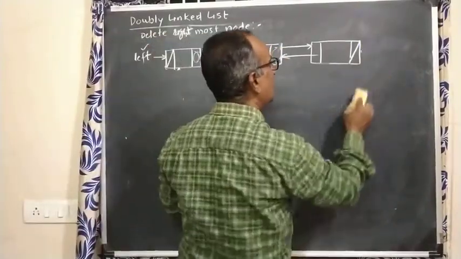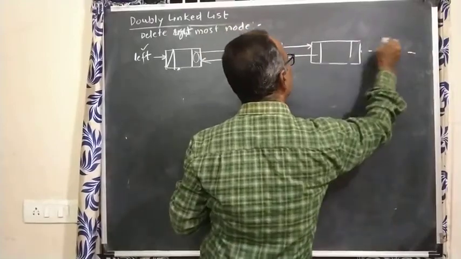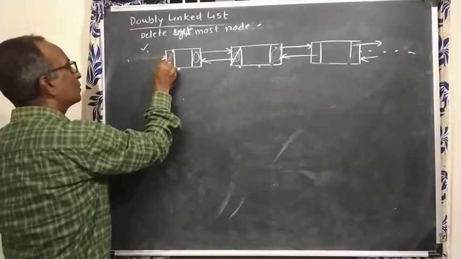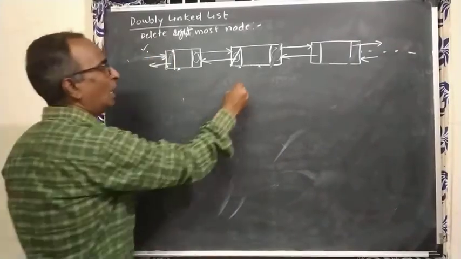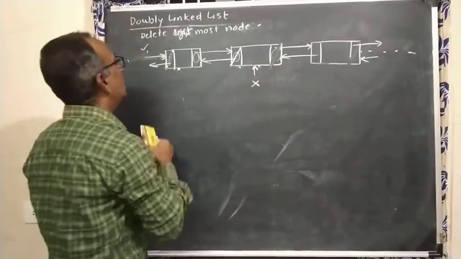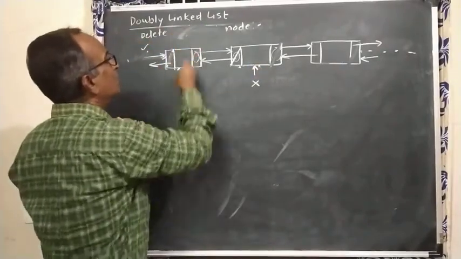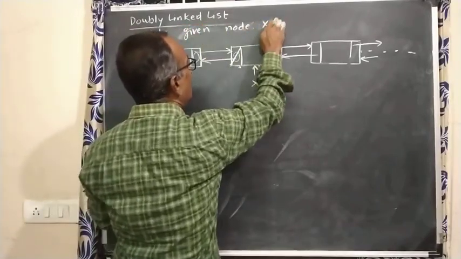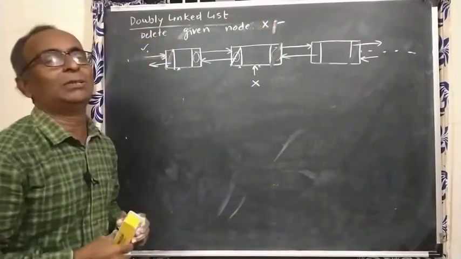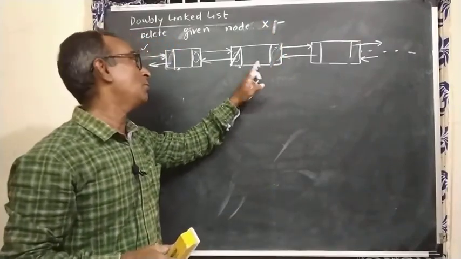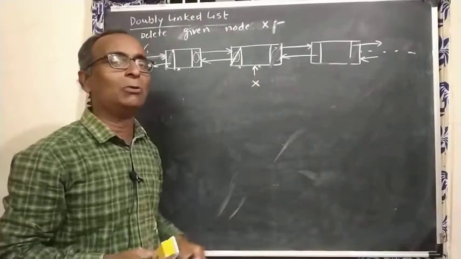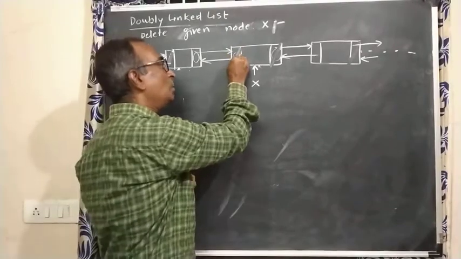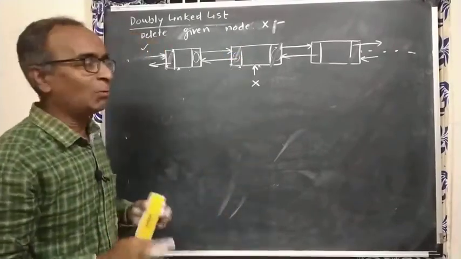Now suppose the linked list contains many nodes, and we want to delete the given node X. In this case, in a singly linked list you cannot delete the given node. You have to find out the predecessor node, then only you can do that. But in a doubly linked list there is no need. It is also big O of 1 operation. A constant amount of time is required.